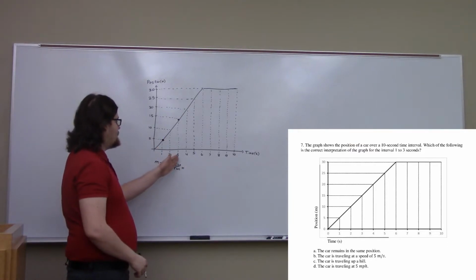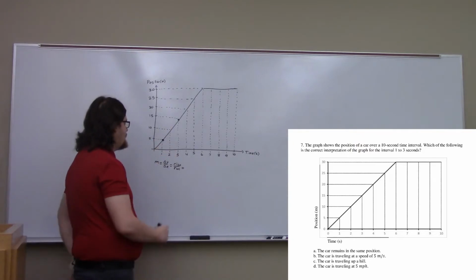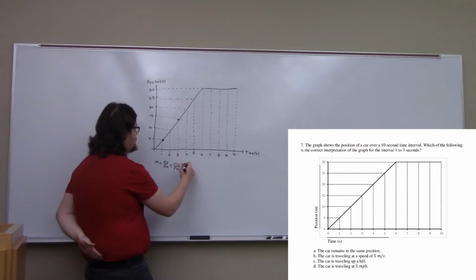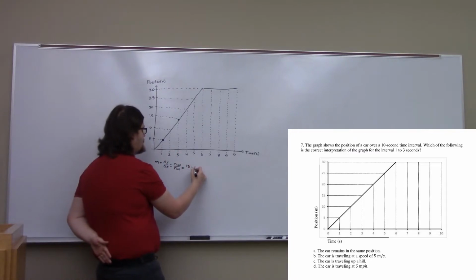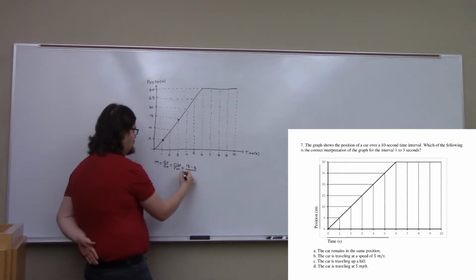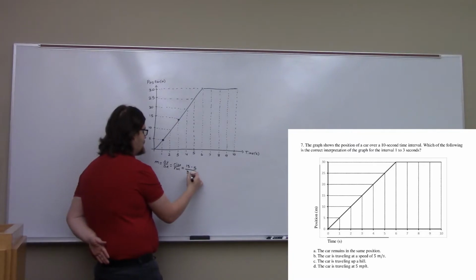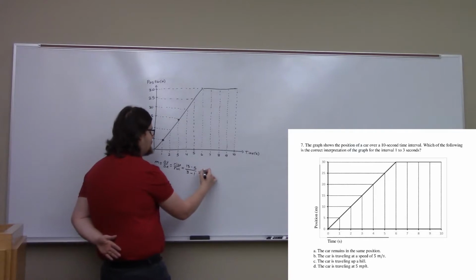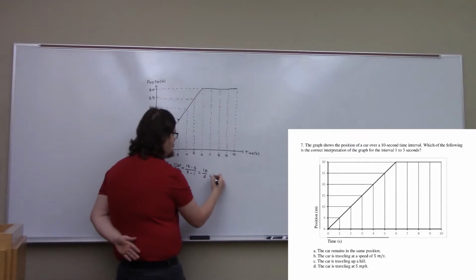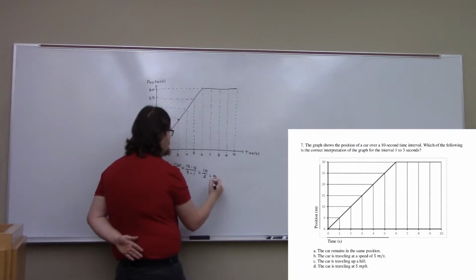So the position at time 3 is going to be 15. The position at time 1 will be 5. The time at point 2 will be 3. And the time at point 1 will be 1. So 15 minus 5 is 10. Divided by 3 minus 1 is 2. 10 divided by 2 simplifies to 5.